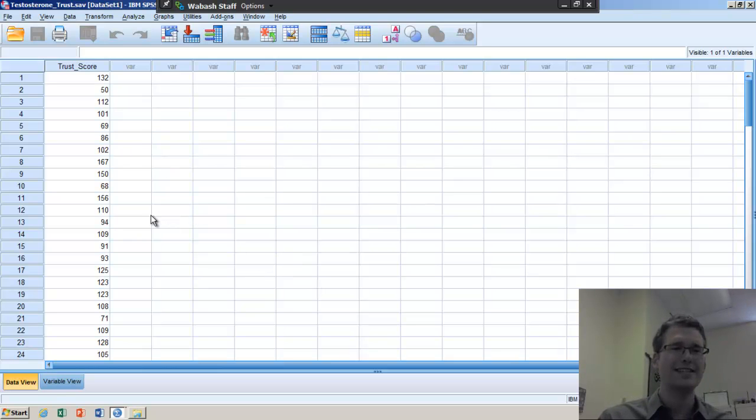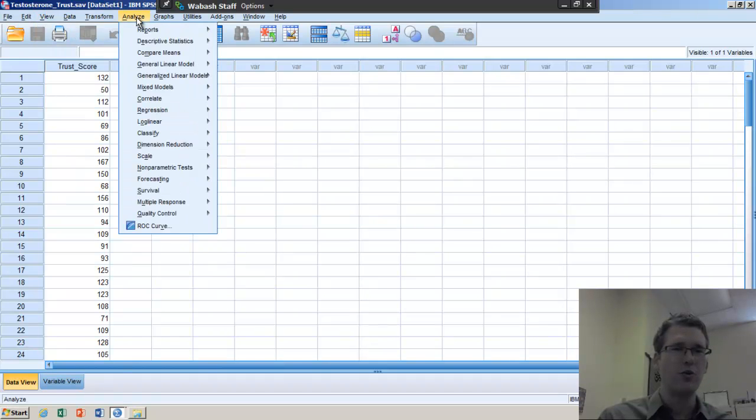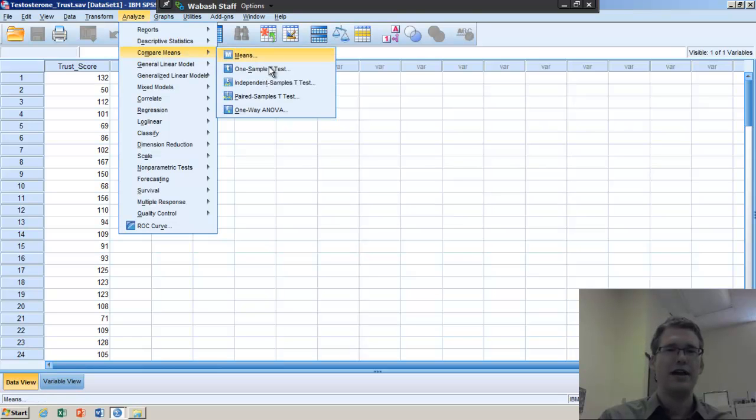So the question we want to ask is, for our sample, is there any evidence that their trust scores differ significantly from 100? And we've collected here a sample of 100 individuals. All were exposed to a small dose of testosterone before doing the dependent measure of trust. And then to ask if this sample gives us any evidence for an effect of testosterone, we're going to do a one-sample t-test. To do that, just click on Analyze, go down to Compare Means, and go to the one-sample t-test.